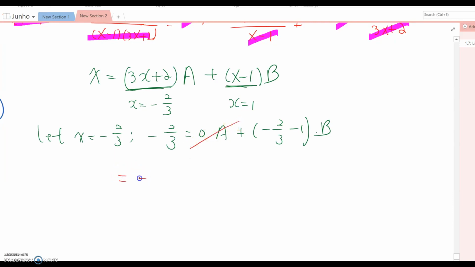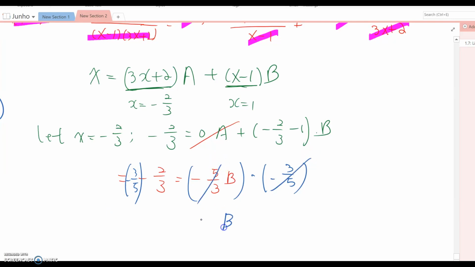So this becomes negative 2/3 equals negative 5 over 3 times b. Now we just multiply by the reciprocal of this, which is negative 3/5. Then b equals, these two cancel out, so it becomes 2/5. So we found the b value here.